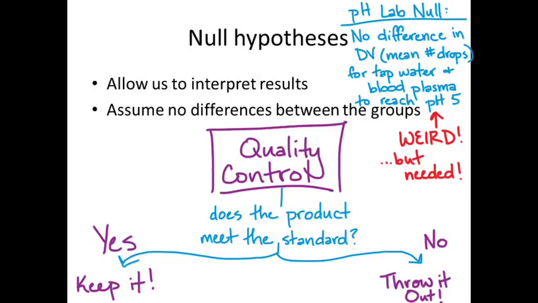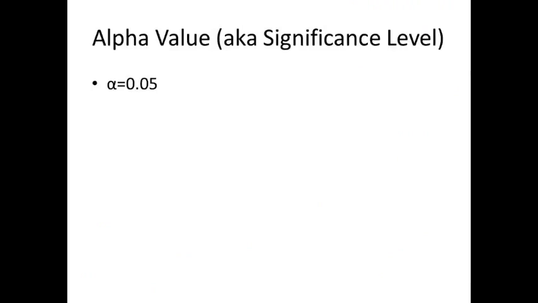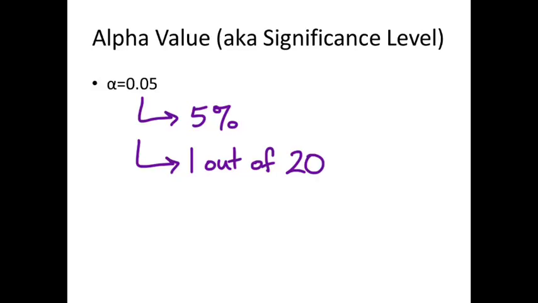How different do the numbers of drops for one group or the other really need to be in order for us to say there's a significant difference between the two groups? We call that difference our significance level, or alpha. The generally accepted alpha value is 0.05, so that's what we'll be using this year unless you give me a great reason why you're changing it. Alpha equals 0.05 is like 5% or 1 out of 20.